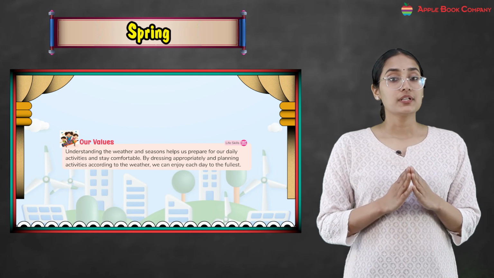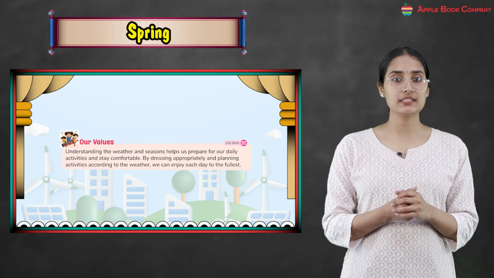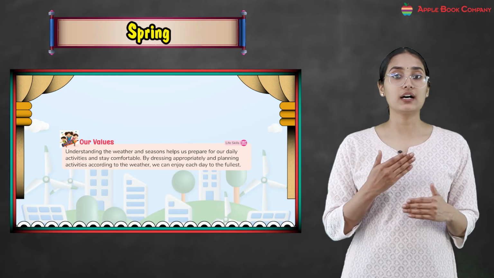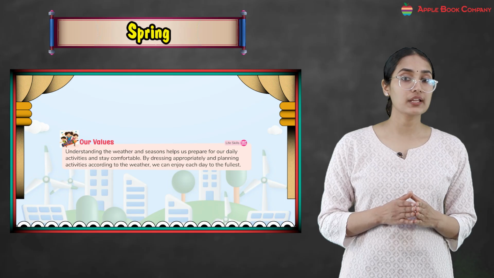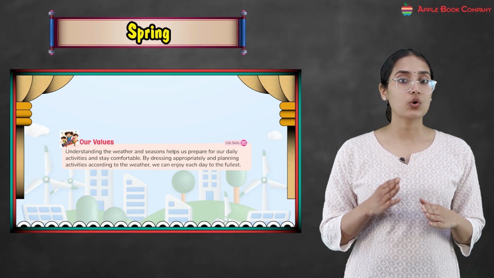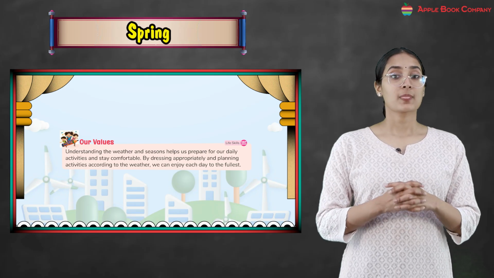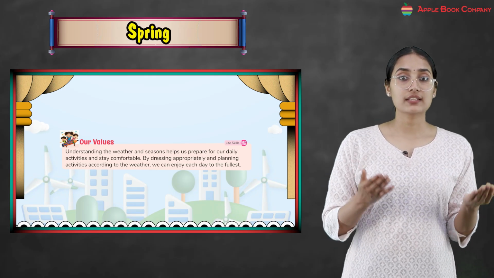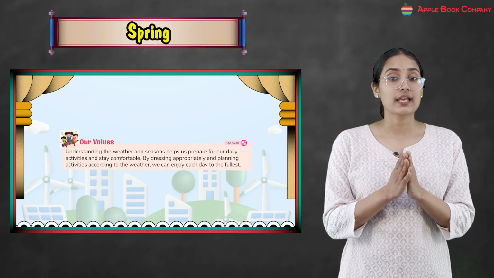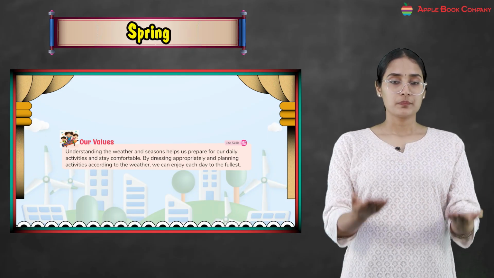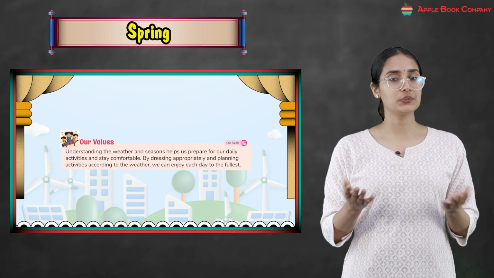So in this chapter, we learned one value. What? Understanding the weather and seasons helps us prepare our daily activities and stay comfortable. By dressing appropriately and planning activities according to the weather, we can enjoy each day to the fullest, right? So according to the weather and the season, we prepare our daily activities, right? And that helps us to plan our day accordingly and enjoy the day to the fullest.